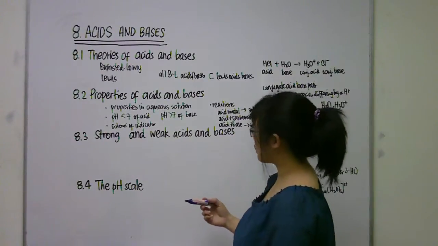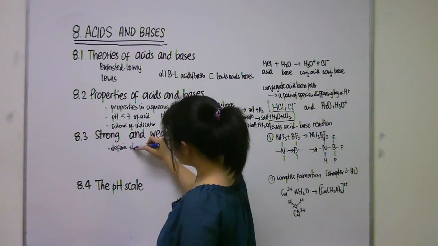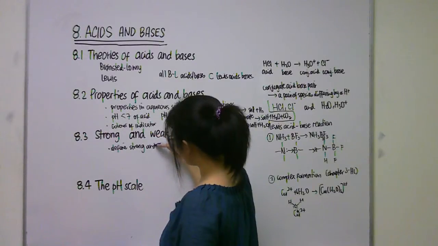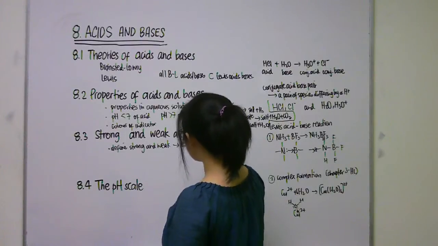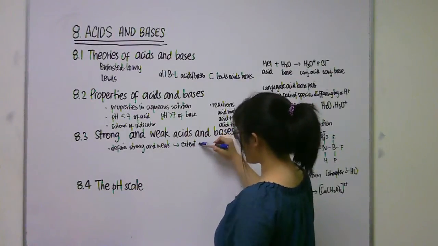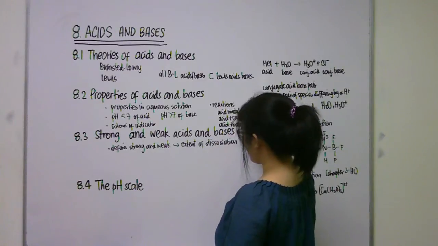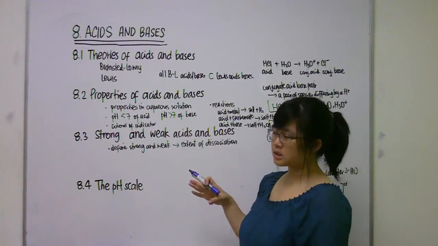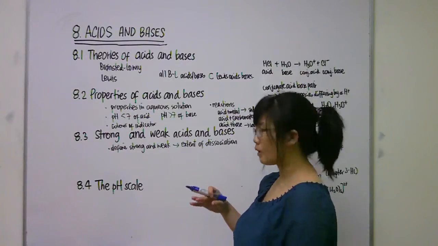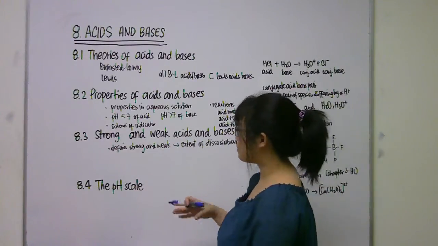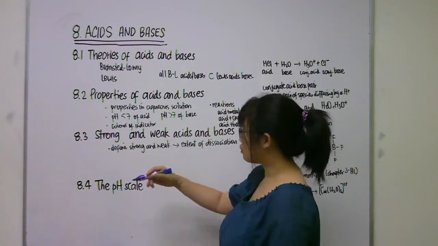In the next part, strong and weak acids and bases, you need to define strong and weak. You need to emphasize that whether an acid or base is strong or weak depends on the extent of dissociation. And also explain how this is often confused with concentration. A weak acid can be very concentrated and have a very low pH, but it is still a weak acid. So you need to explain that to your students.